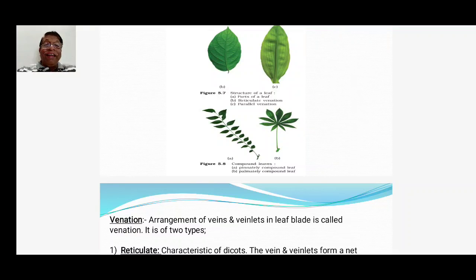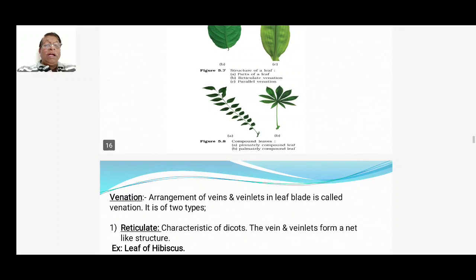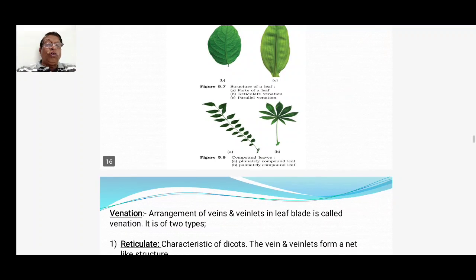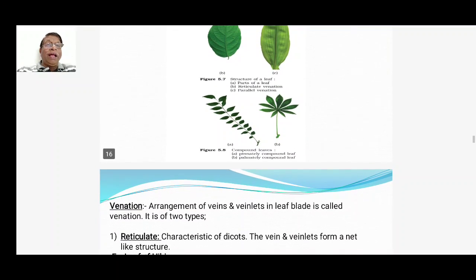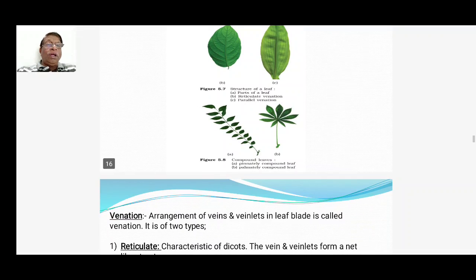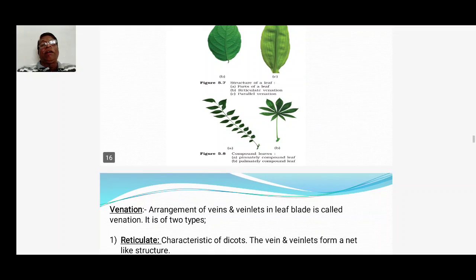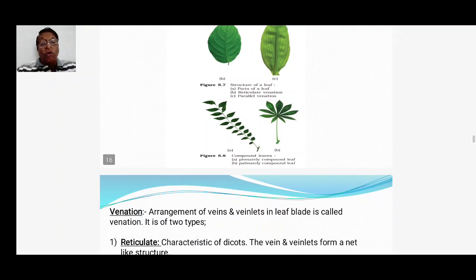it is net-like. Veinlets. We call reticulate. See the diagram. The reticulate venation is characteristic of dicots only. As I told you, the vein and veinlets form a net-like structure, and it is called reticulate venation.